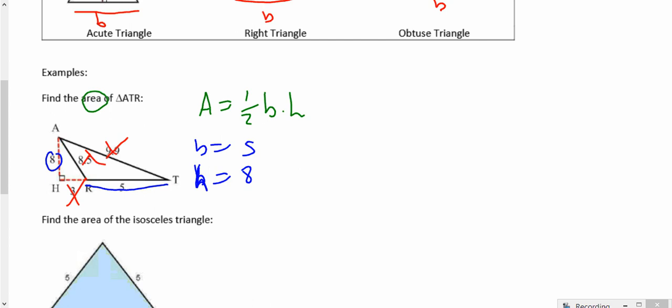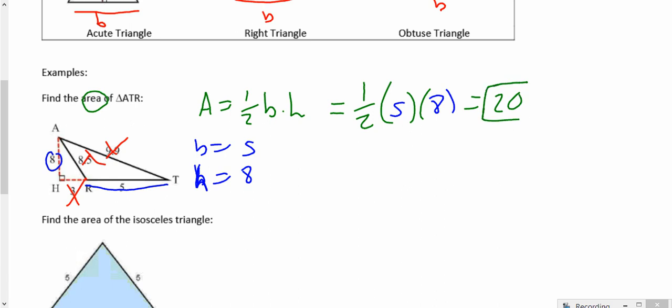So we use those numbers to help us do the problem, and we get an area equal to 1/2 the base, which we said is 5, and the height, which we said is 8. And with calculations, that would give us 20. There are no units with this picture, so we will take that.